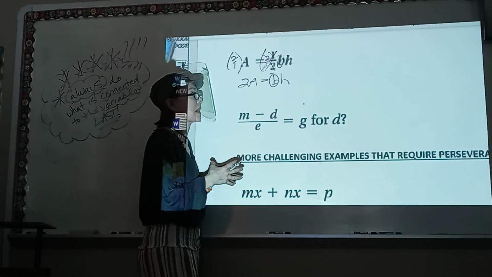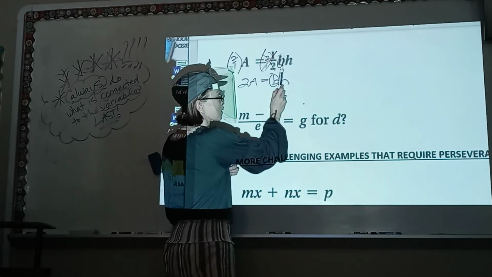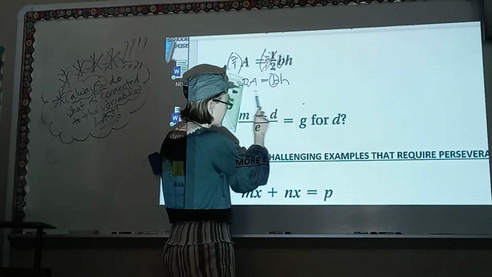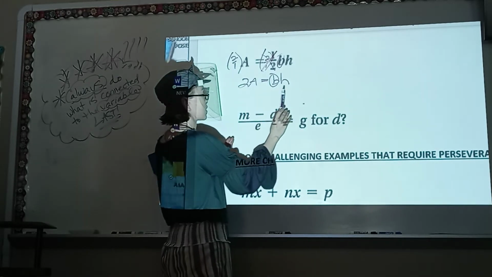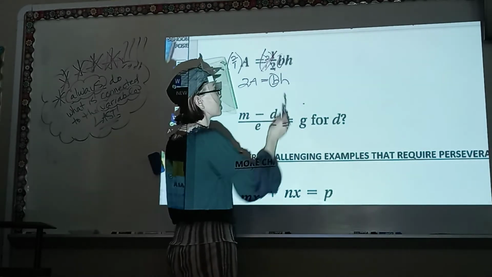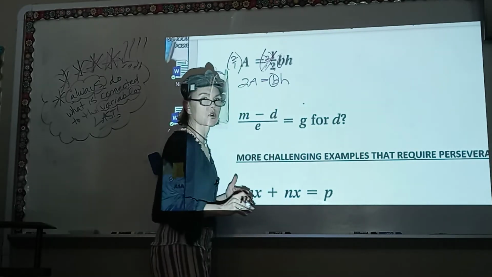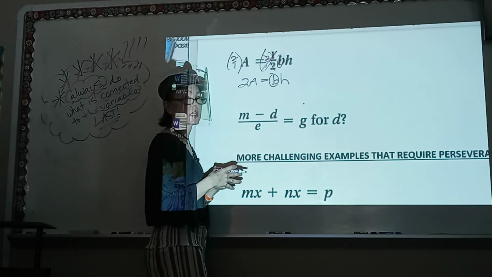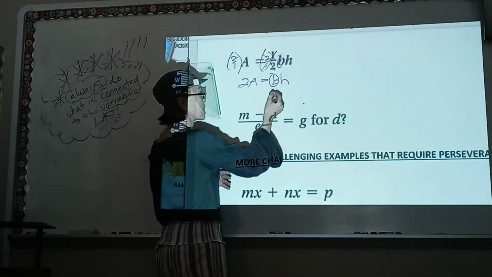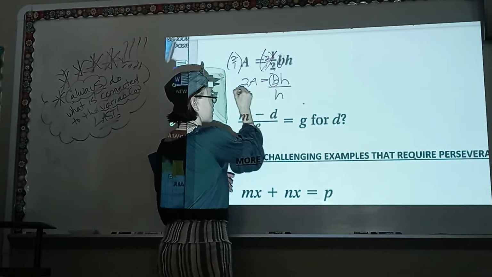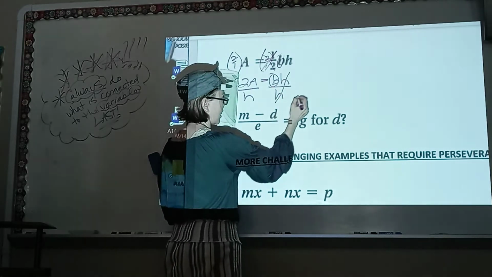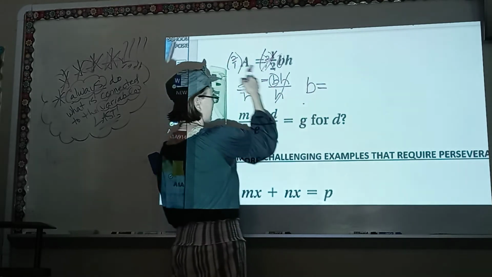Notice I'm still modeling for you that I always circle the variable that I'm solving for. So it reminds me when I get to this part, what am I solving for again? Oh yeah, I'm solving for B, so let me circle that. Is it solved for B? No. What do I need to move to the other side? The height. So we're going to divide by what we want to move, which is the H, and then B equals this whole thing.